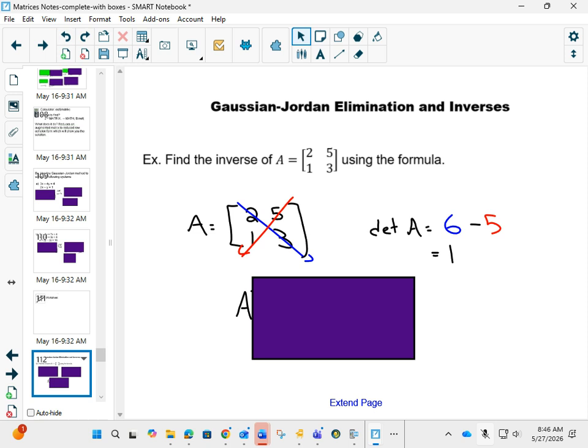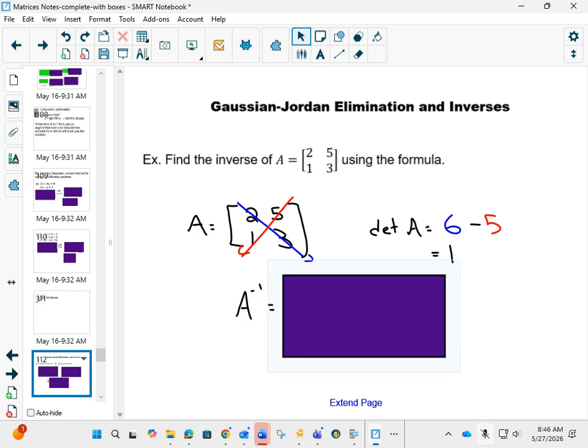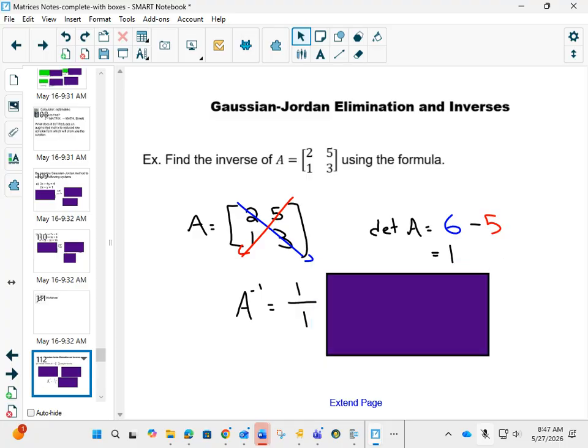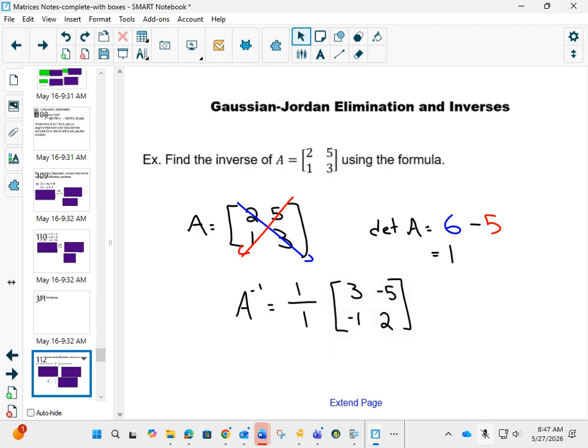Once you have the determinant, the inverse is 1 over the determinant, which you don't have to write, but just to remind yourself that that's there. Then the one diagonal we switch, and the other diagonal we make negative. This is one way to find the inverse. It's not a very hard way. It'll probably be the way that you use the most.